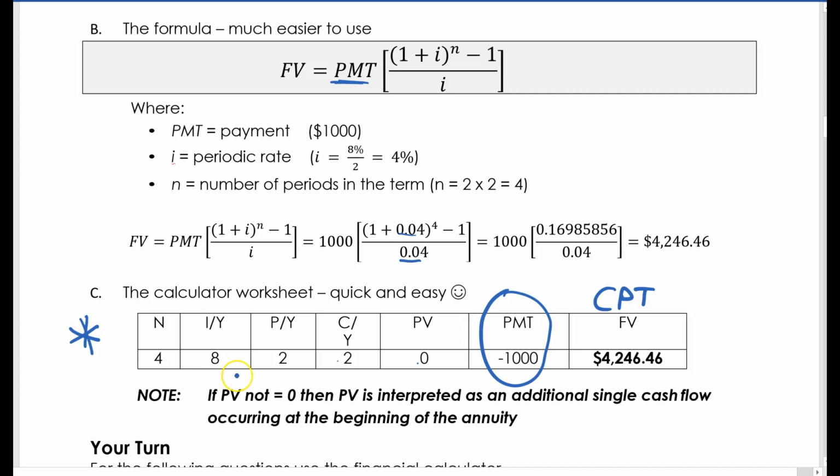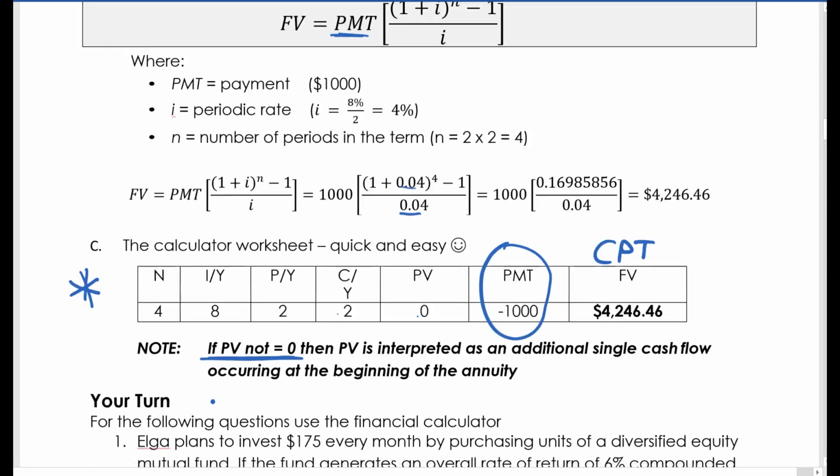Because again, just like in last unit, if you're missing any one of these items, you can calculate it as long as you plug in the information. And sometimes your present value might not be 0. So perhaps I have $2,000 in the bank, and I'm going to start putting away an extra $1,000 every 6 months. You would just plug in the amount for the present value, and you'd compute your future value, and it would add that in.